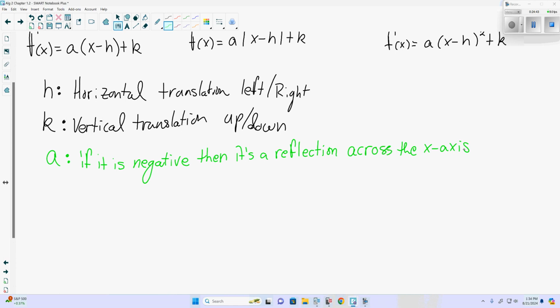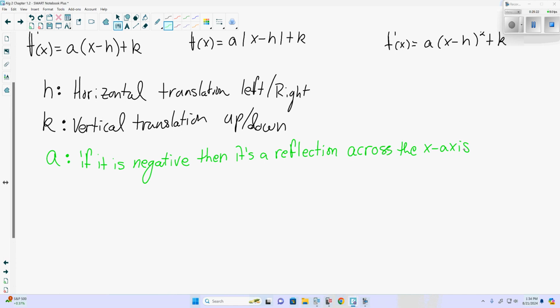Now, A will have a value. And that's where we start talking about vertical stretch or shrink. But if that A is negative, specifically negative, then it's a reflection across the x-axis. It could be -2. So it will be a reflection across the x-axis, and it will have something else with the 2. The negative is specifically what a reflection is. All right? Now, if the A value is positive, there is no reflection. It specifically has to be negative for it to be across the x-axis.